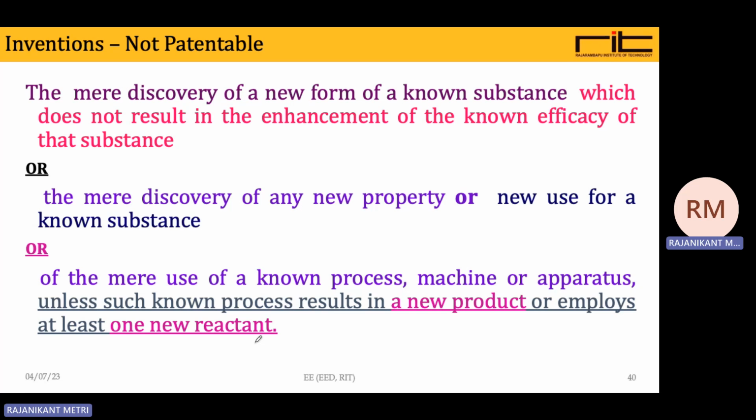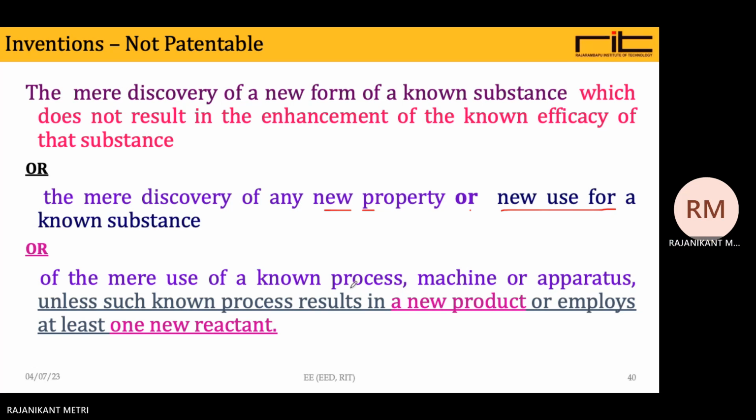Again, which things are not patentable? Mere discovery of a new form of a known substance. Some chemical substances already exist and you have formed a new form of the same substance, but it does not result in any enhancement of the efficacy of the substance, so it cannot be patented. Again, a new property or new use for a known substance. If you use some substance for a new use, that is also not a patentable invention. It is an invention but not patentable.